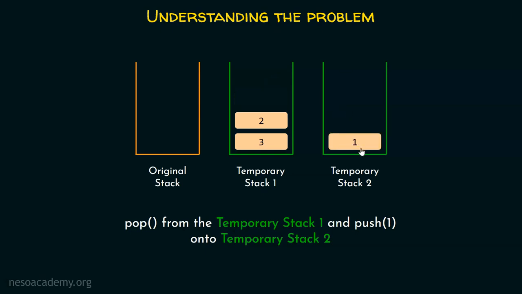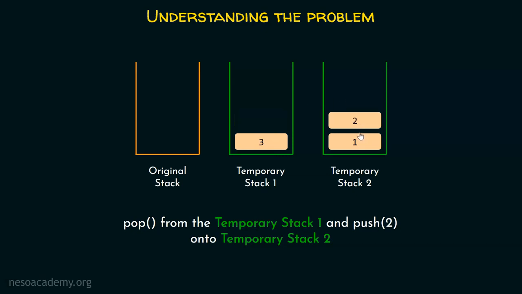We'll do the same thing again. We'll pop this element out of temporary stack 1 and push this element onto temporary stack 2. This is what we will do next. We'll pop this element and push this over here. Then after this again, we'll pop this element and push this element over here, right? Let's pop this element out of the temporary stack and then push this onto temporary stack 2. You can see the current status of temporary stack 2. These are all the elements of temporary stack 2: 1 is at the bottommost place, 2 is at the second place, and 3 is at the topmost place.